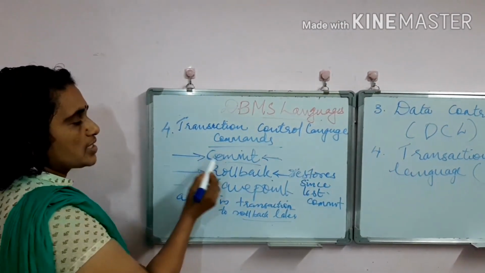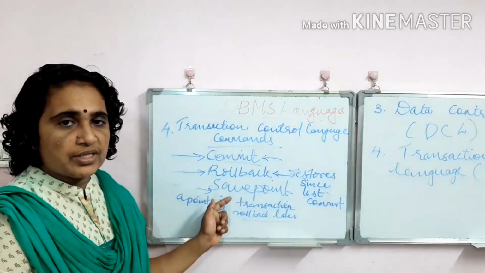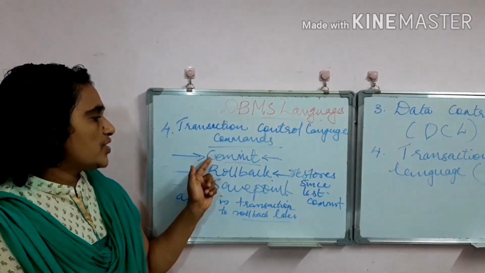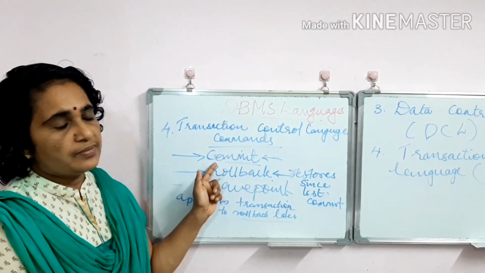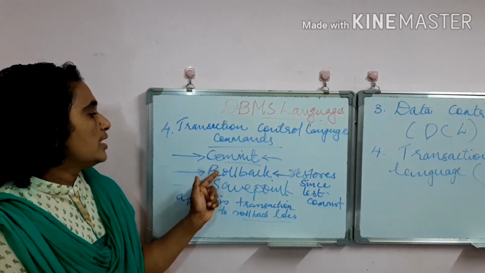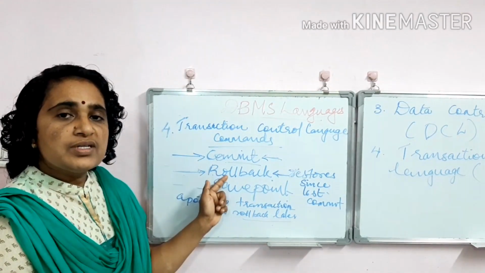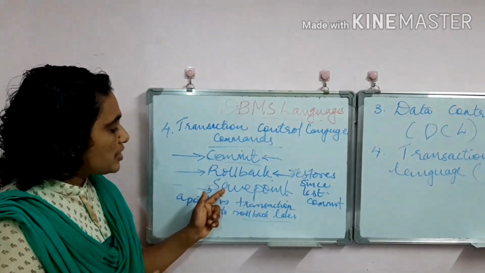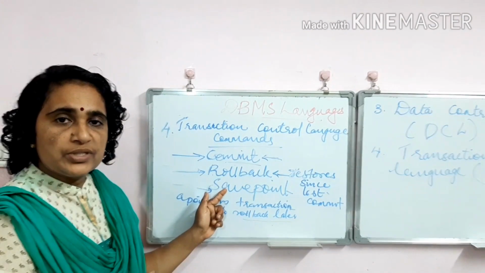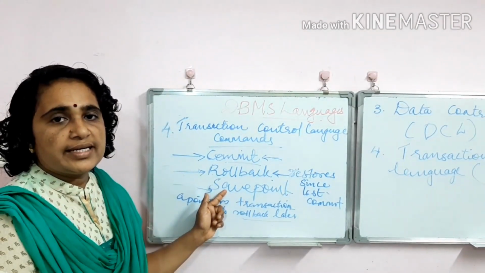So the transaction control language commands are commit, rollback, and save point. Any transaction can be made permanent by applying the commit command, and the rollback command is used to restore what was in the database since the last commit command, and the save point is used to put a point in the transaction so that we can later roll back.